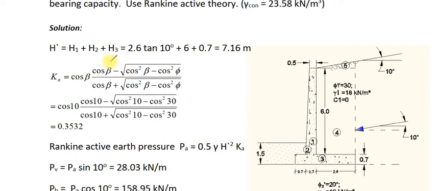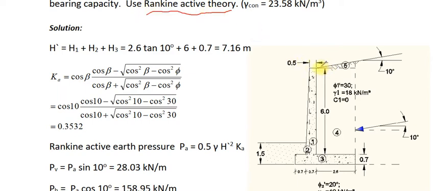First, we have to calculate the active earth pressure. We have to determine the type of the theory. The theory is Rankine, since the friction between the wall and the backfill soil is equal to 0, we have to use Rankine active theory.